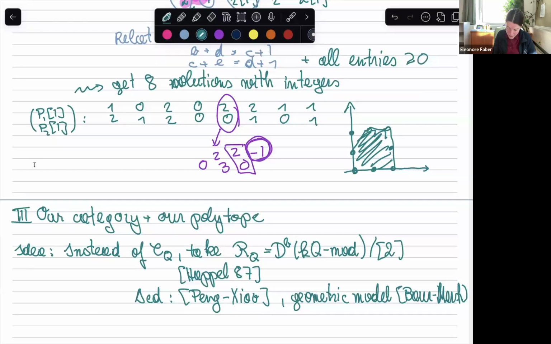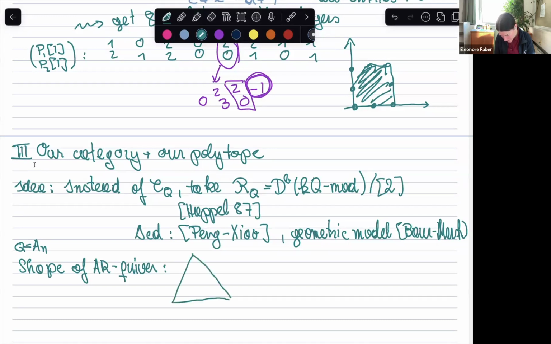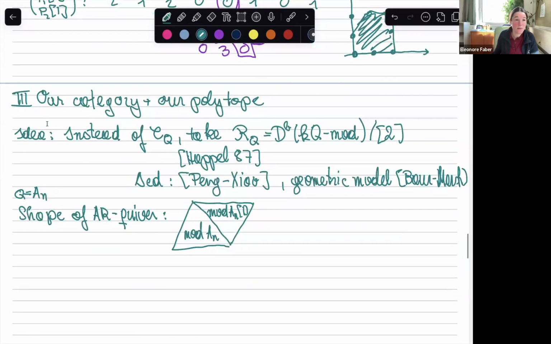And so for this category, the shape of the AR quiver is correct for the additive friezes. Now I'm talking only about Q equals A_n. The shape of the AR quiver is correct because here we have mod A_n, then the shift of mod A_n, and then it continues with mod A_n. So it has the right periodicity. And I'll be done in about 3 minutes. I just want to write down the definition of the polytope and what we know so far about it.